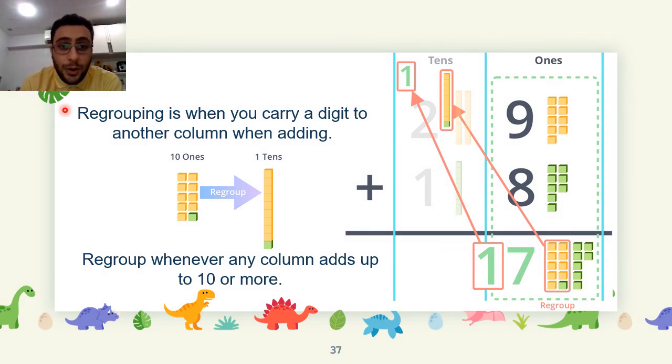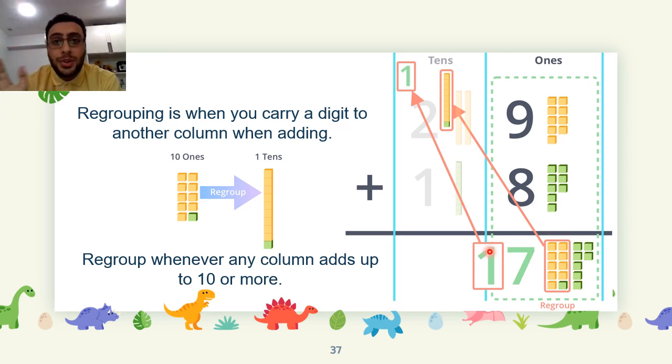See, regrouping is when you carry a digit to another column when you add, okay? So, you see we have 10 ones like this one, and then we regroup them as 1 ten. Regroup. So, we regroup whenever we get 10 here, or 20 or 30, it doesn't matter, okay? But you're not gonna get that much. You get only 10 up here.